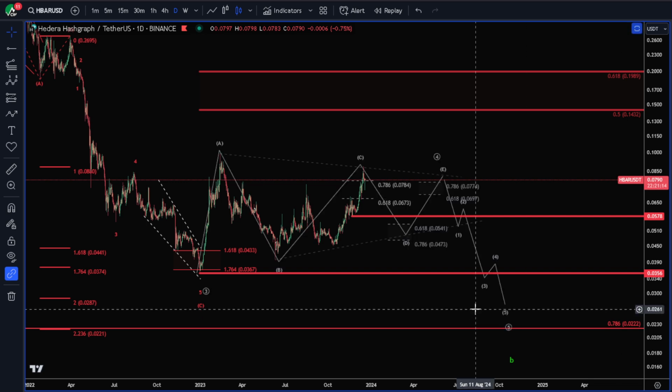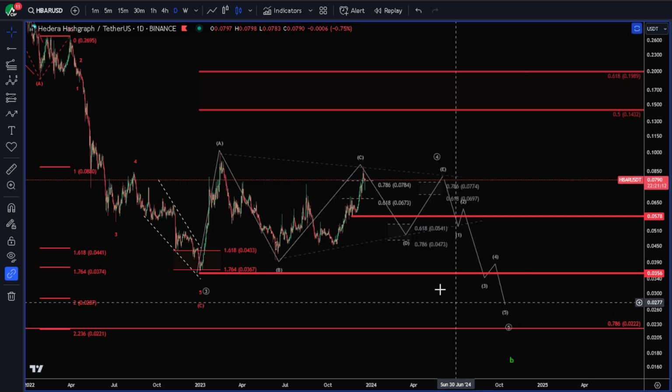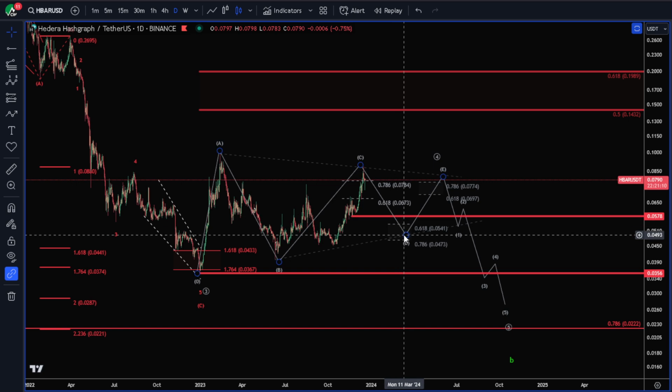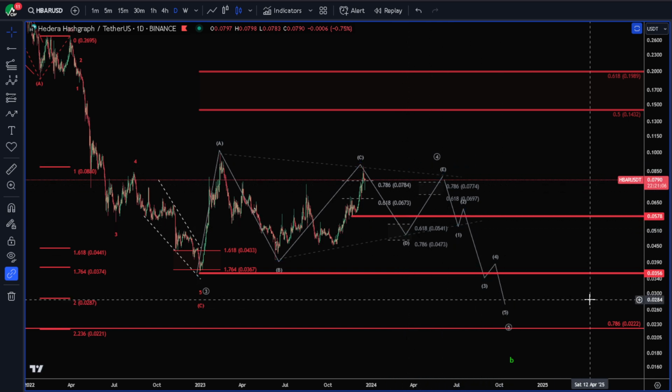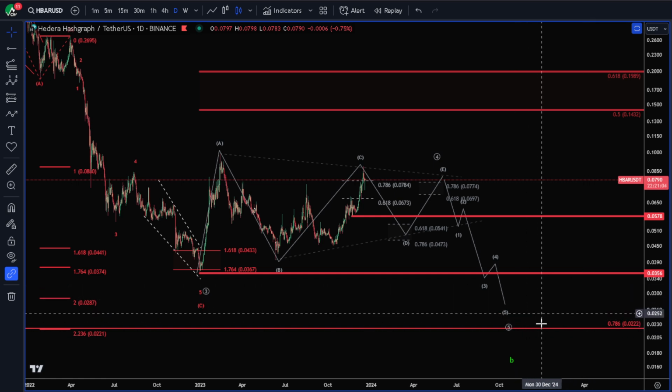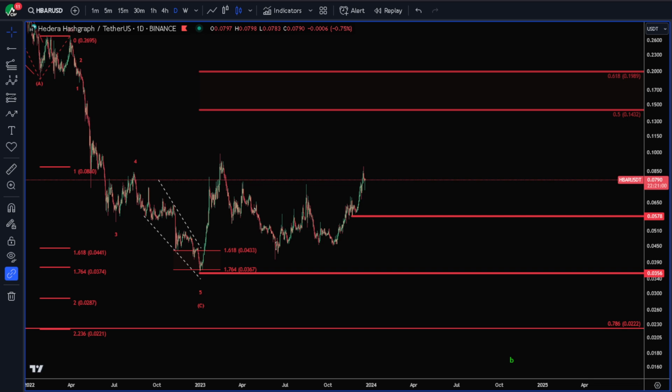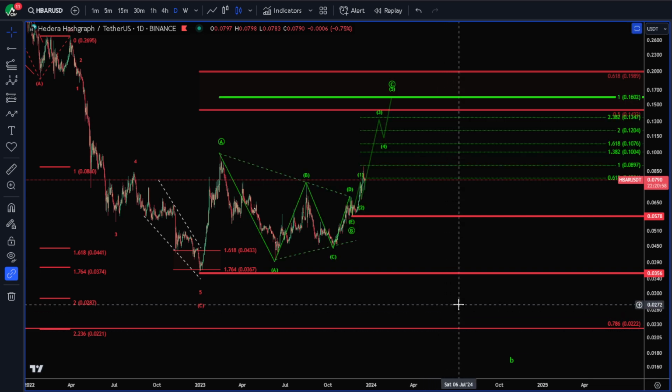Another option is we have a triangle to the downside. Similar thing, we'd have to break below this structure, rebound pretty hard, then look for our sell-off there to similar levels around 3 cents. So that's the alternative bear counts I'm looking at. Let's get back to the bullish count.